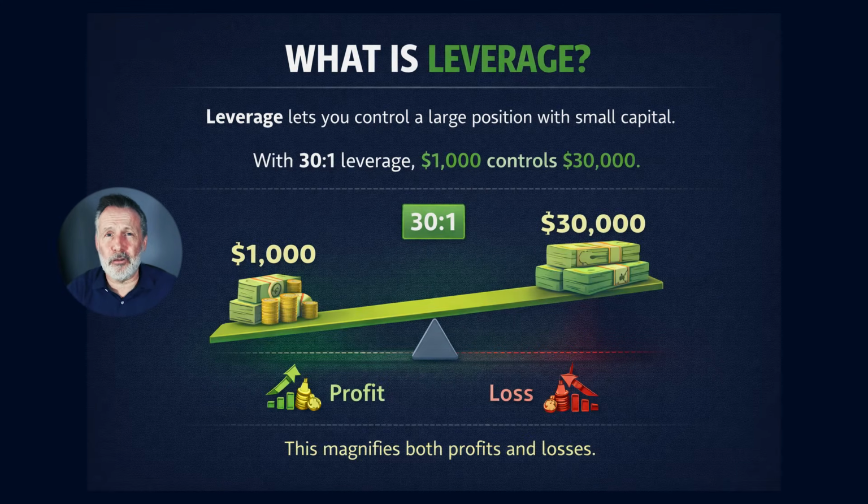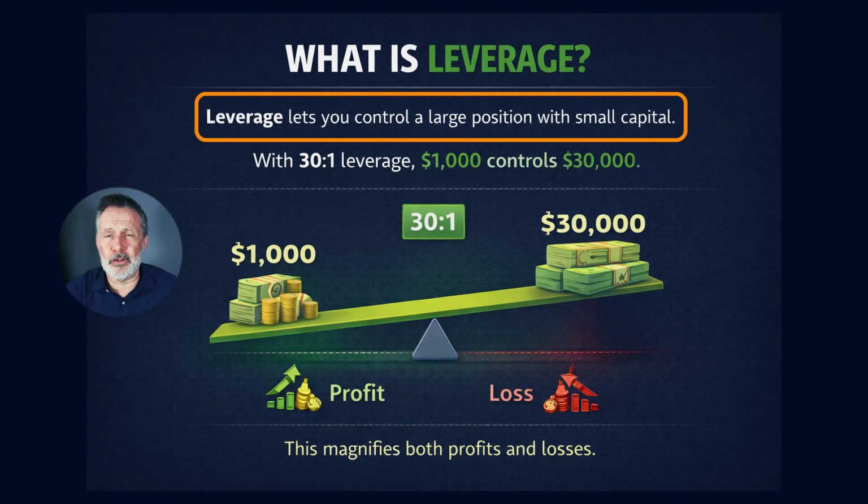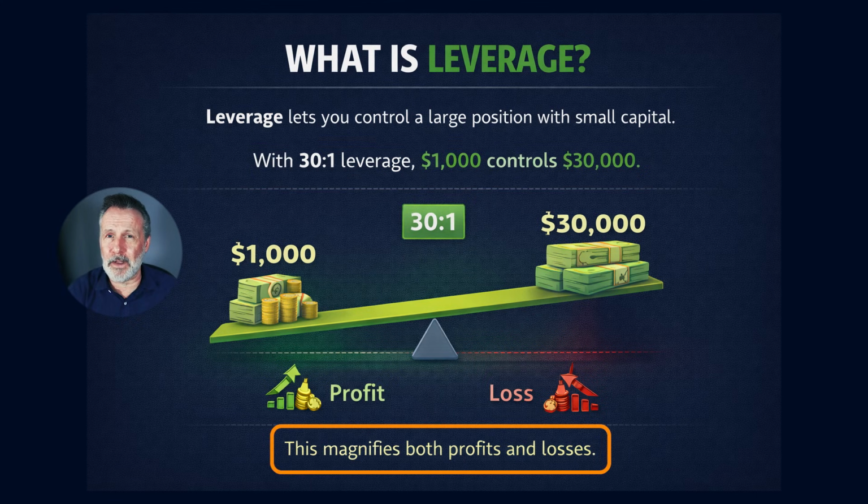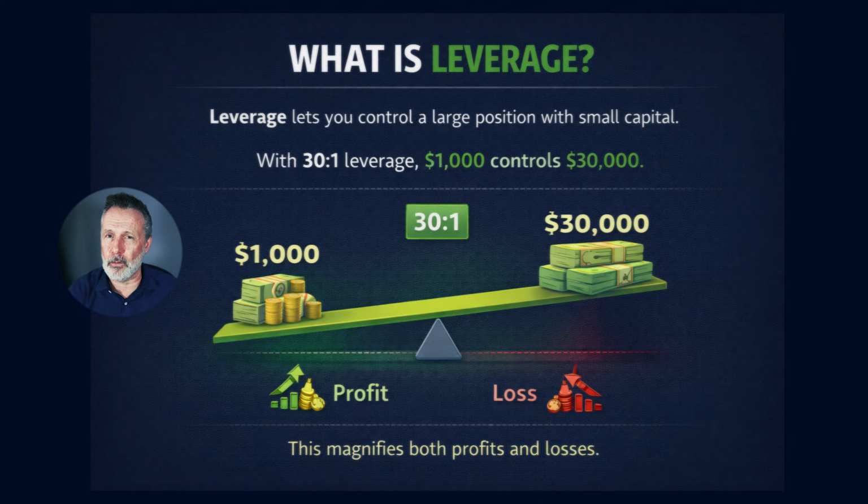What is leverage? Leverage allows you to control a large position with a small amount of capital. For example, with 30-to-1 leverage, $1,000 controls $30,000 in the market. Leverage magnifies profits, but it also magnifies losses, which is why risk management is crucial.